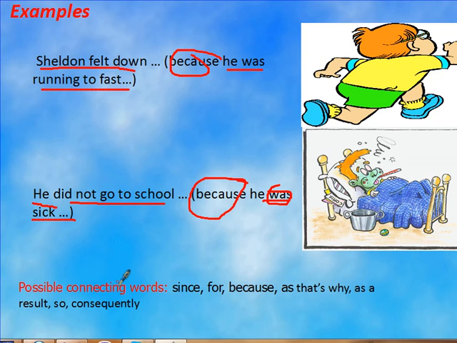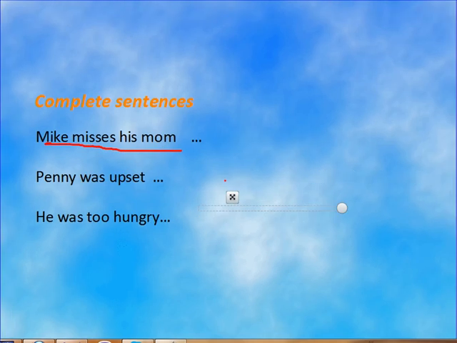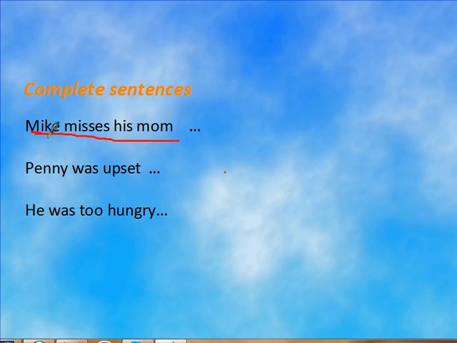And here are the connecting words or conjunction words: since, for, because, as, that's why, as a result, so, and consequently. We use these words for creating cause and effect sentences. Let's complete these sentences.